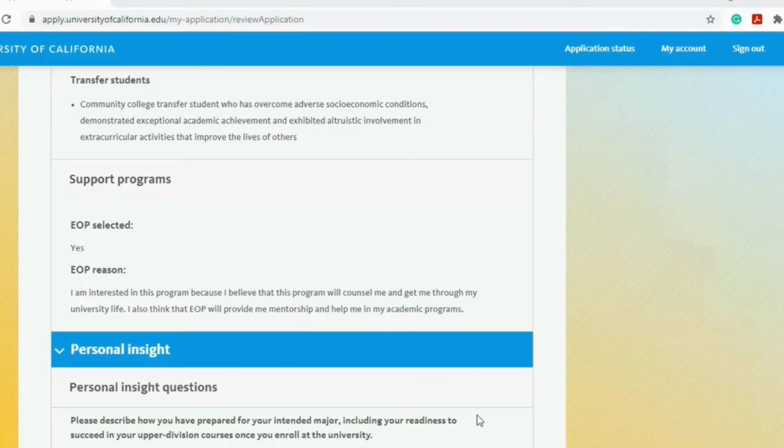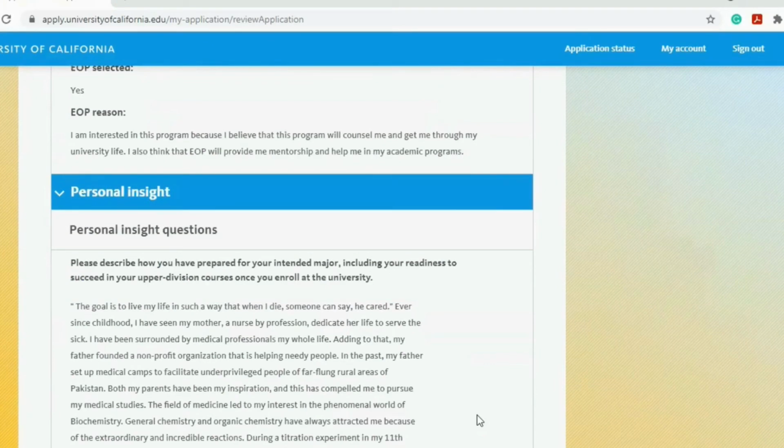So the first essay was: please describe how you have prepared for your intended major, including your readiness to succeed in your upper division courses once you enroll at university. I started it like this: the goal is to live my life in such a way that when I die, someone says that he cared. This is kind of personal, but I want you to get a handle on how you can deal with this kind of question in your application. I know it is personal, but I want to share it with you because I want you to be in your dream school or where you want to go.